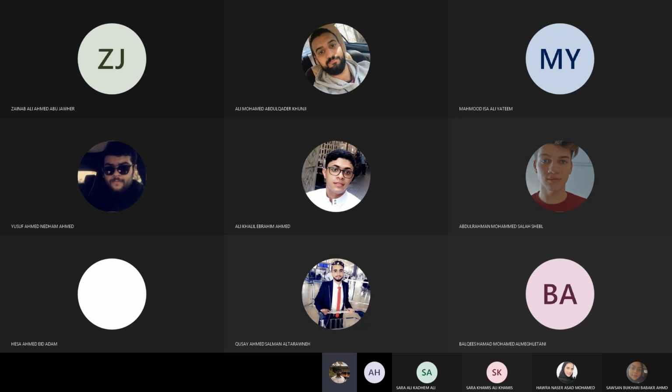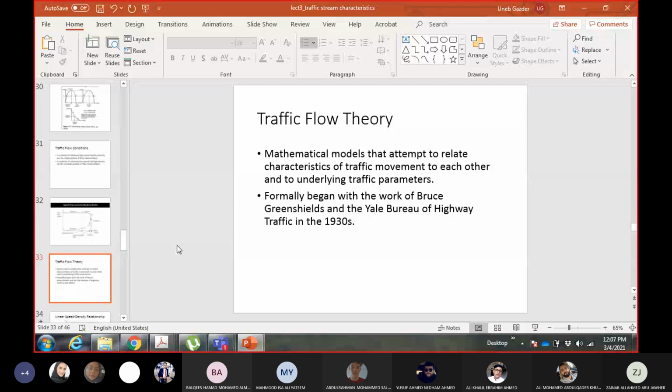This is the only thing which you will do today. Traffic flow theory is a set of mathematical models, mathematical equations, which relate speed, flow, and density parameters. When traffic flow theory was developed, it was mainly related to macroscopic parameters. So in traffic flow theory, we will look at equations and the method to relate traffic flow macroscopic parameters: speed, flow, and density.